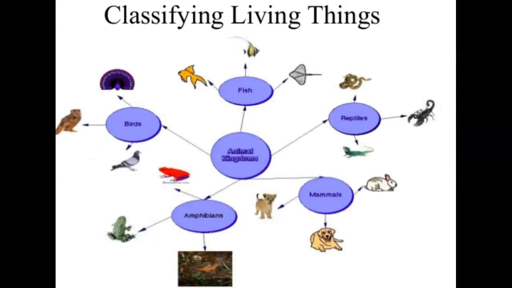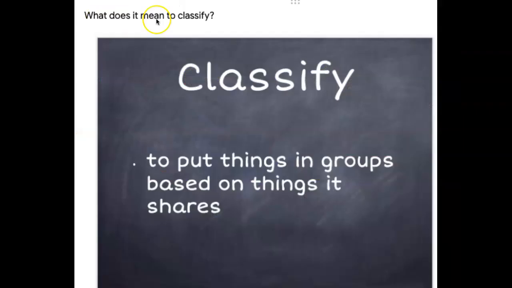An example of how to classify living things, this one is the animal kingdom. We have the fish, the reptiles, mammals, amphibians, and the birds. So those are subgroups of the animal kingdom. What does it mean to classify? Classify is to put things in groups based on some characteristic that they share, or traits that they share. For example, here at Mesquite we have kinder, first, second, third, fourth, fifth grade.